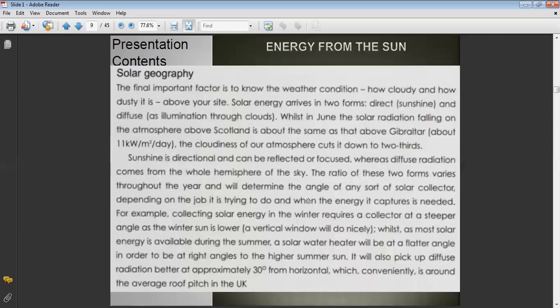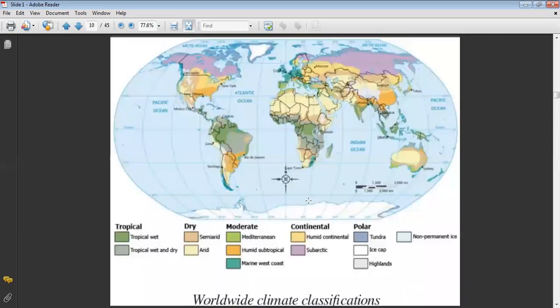So we have to see that the collector, whether it be solar panels, solar geysers or whatever we are trying to use to avail the solar energy, has to be at a specific angle which can facilitate it. It will also pick up diffuse radiation better at approximately 30 degrees from horizontal, which conveniently is around the average roof pitch in the UK.